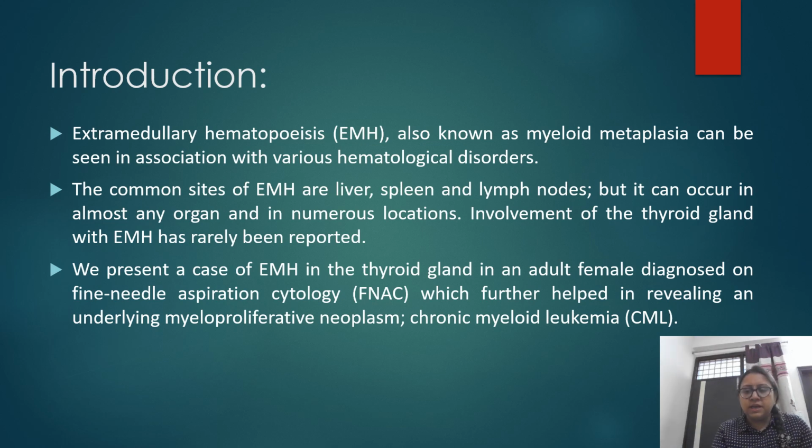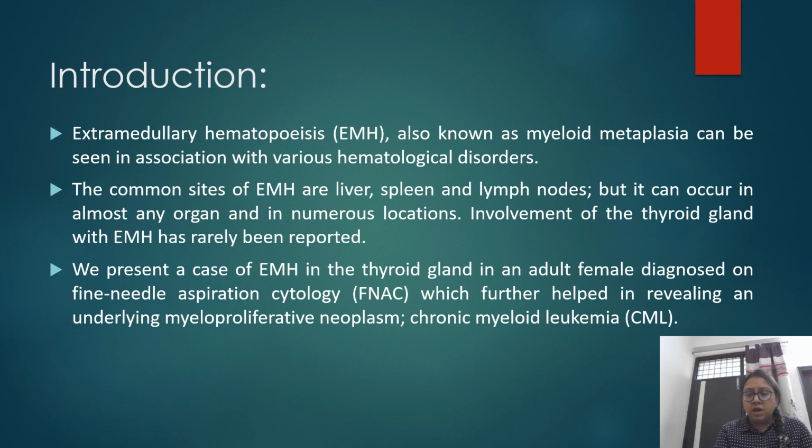So just a basic introduction, what is EMH? As I told you, it is extramedullary hematopoiesis. It is also known as myeloid metaplasia, and you can see EMH in association with various hematological disorders. What is the common site of EMH? Normally hematopoiesis occurs in your bone marrow, but if you get extramedullary hematopoiesis, the common sites are liver, spleen, lymph nodes, but you can see it in any other organs also. Involvement of thyroid gland in EMH has rarely been reported.